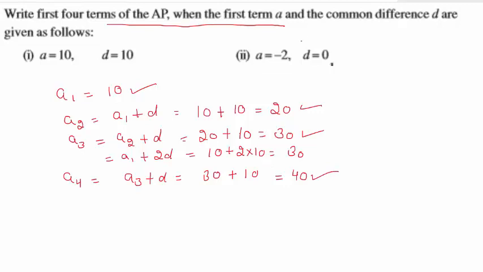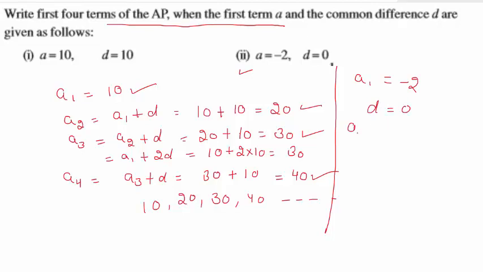So first term is 10, second term is 20, third term is 30, and fourth term is 40. And we are asked to find the first four terms of AP. If we are asked to write the terms in the form of AP, then we write it as 10, 20, 30, 40, and so on. Similarly, you can do the second part, in this A1 is minus 2 and D is 0. So for A2 this will become A1 plus D, that is minus 2 plus 0. This will become again minus 2. Similarly A3 will be minus 2, A4 will be minus 2.